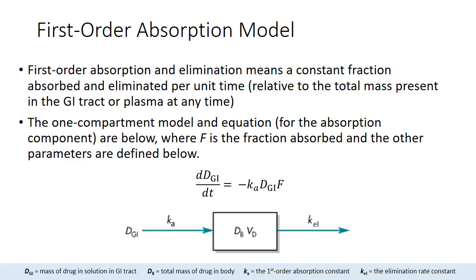So the model would look like this. The amount of drug removal from the GI tract is dependent on the absorption rate constant, which is first order, and then you have total mass of drug in body and the volume of distribution, and the elimination would be dependent really on the total drug in the body. Okay, and this is actually referring to elimination from the whole body. Next slide we'll see how that looks.